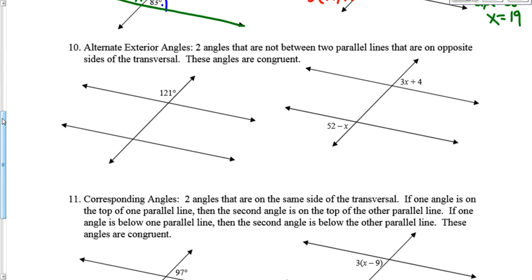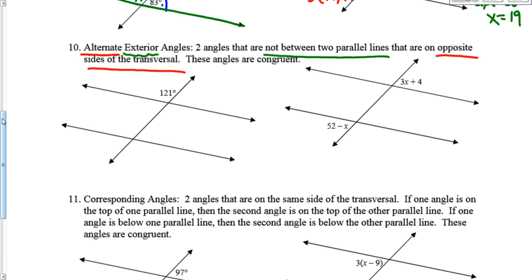Our next one is alternate exterior angles. Okay, we should be getting comfortable with the vocabulary now. Alternate meaning opposite sides of the transversal. And then exterior meaning outside. Okay, think of exterior of your house. So they are not between the 2 parallel lines. They're on the outside of them.